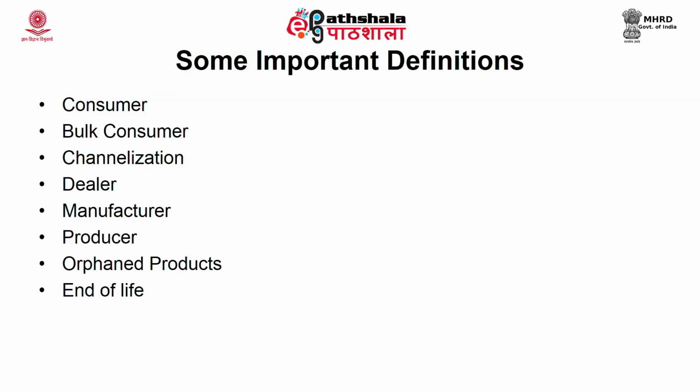If we look at orphaned products, these are those products which are unbranded or which are made after the license authorization has ended. These are orphaned products because they are unbranded, not sold under any brand. As we discussed, electrical and electronic equipment, EEE, have their span of life. So end of life means when the product is to be discarded because its lifespan has ended.